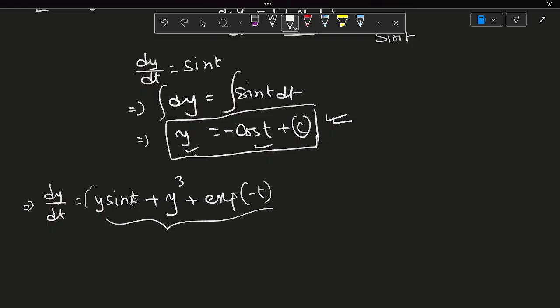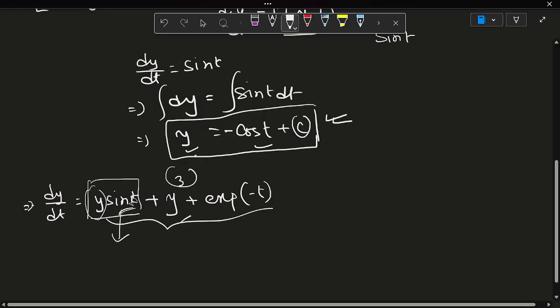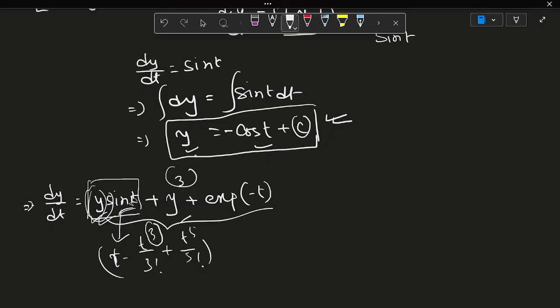This is a function of both y and t, and here you have y cubed, so this is a non-linear term, because sine t can be expanded as t minus t cubed by 3 factorial plus t to the power 5 by 5 factorial, and so on. So this is the expansion of sine t, which is multiplied with y cubed. So this is a non-linear term, and here also we have a non-linear term. So this is non-linear, and this is non-linear also.